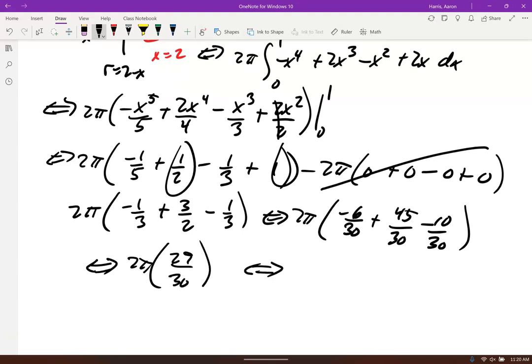So it looks like our volume ends up being 29 pi over 15 on this one.